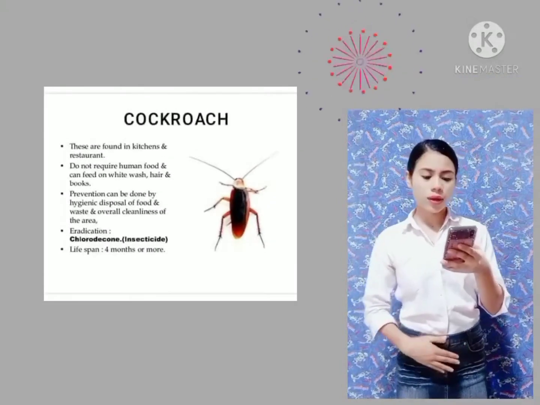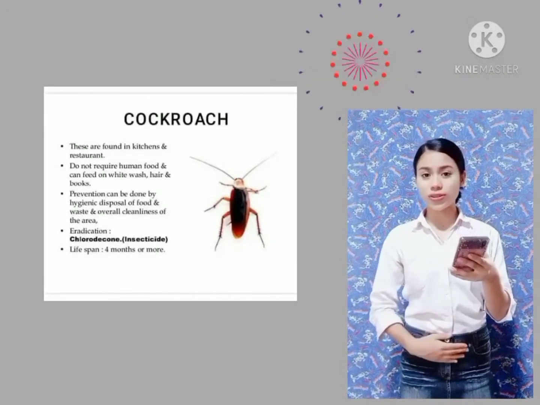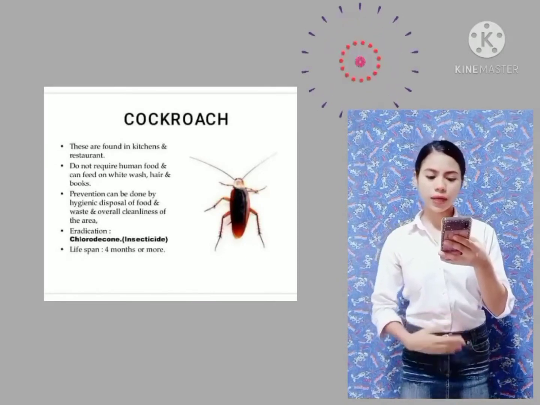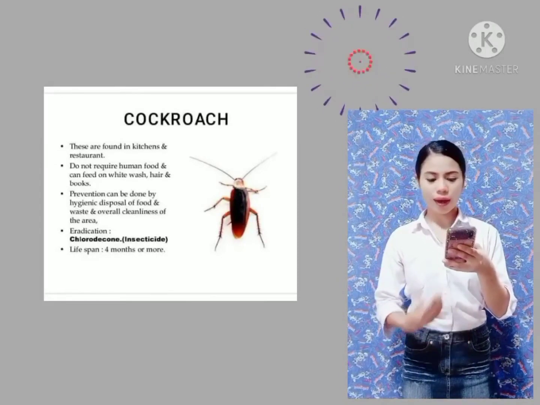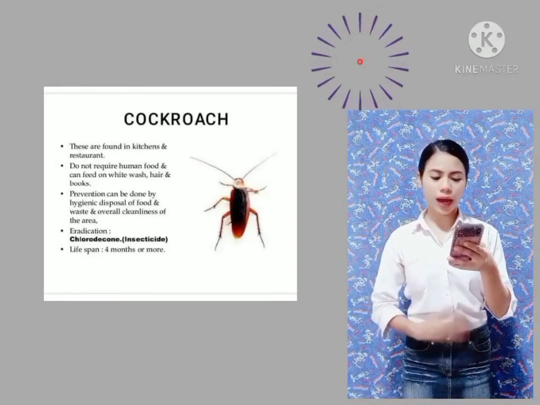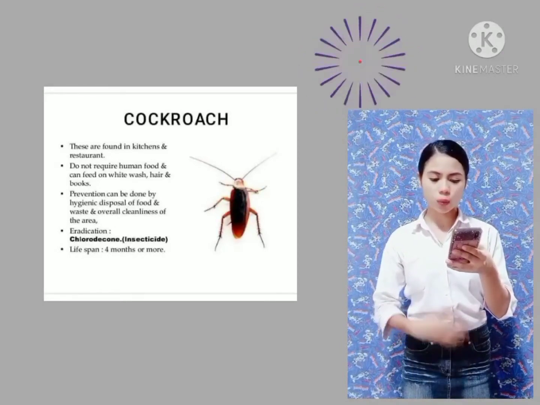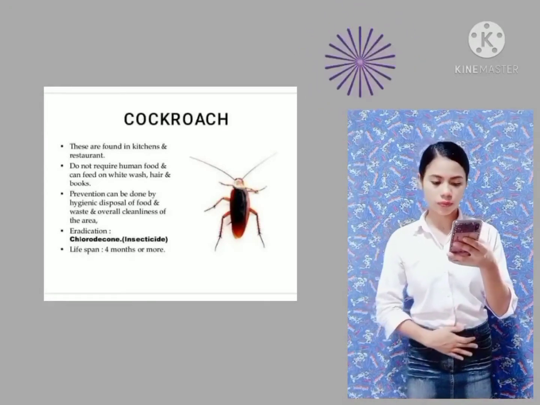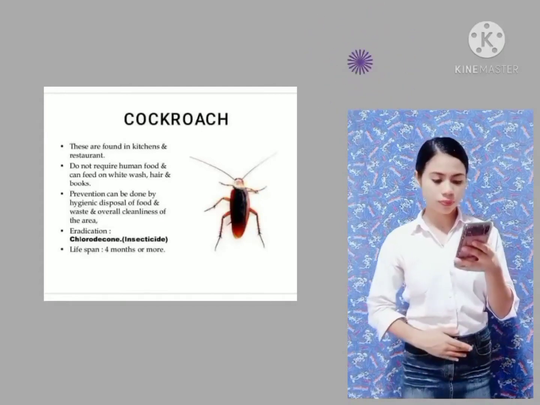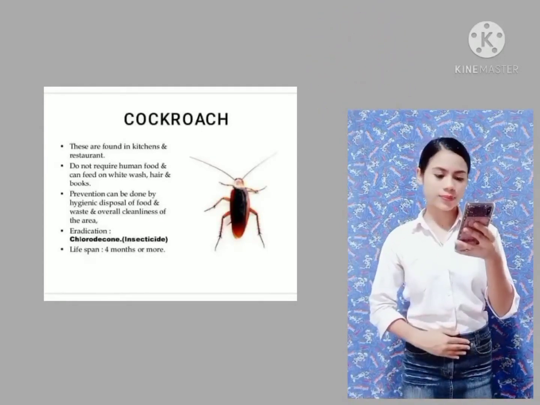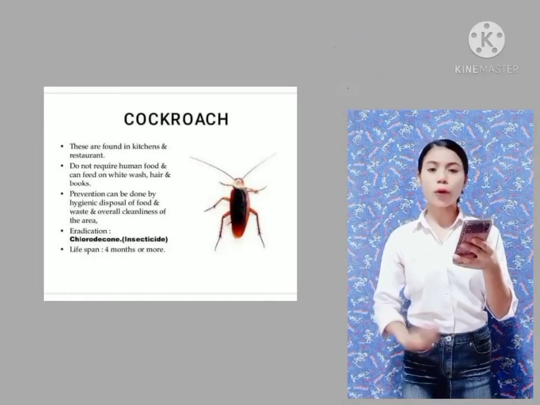Cockroach. These are found in the kitchen and restaurant. They do not require human food and can feed on whitewash, hair, and books. Prevention can be done by hygienic disposal of food and waste and overall cleanliness of the area. Eradication: chlordane or insecticide. Lifespan: 4 months or more.